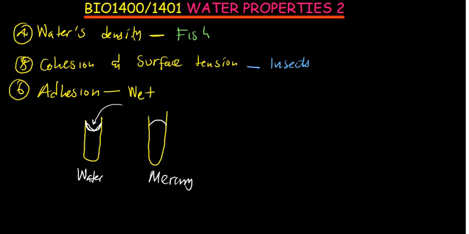Adhesion is also very important when it comes to the vascular system, for example, in the xylem vessel. It explains why water is able to move in the xylem. The movement of water in the xylem involves cohesion together with adhesion, and another thing we're going to talk about. Now let's talk about that property of water, that is capillarity or capillary action.